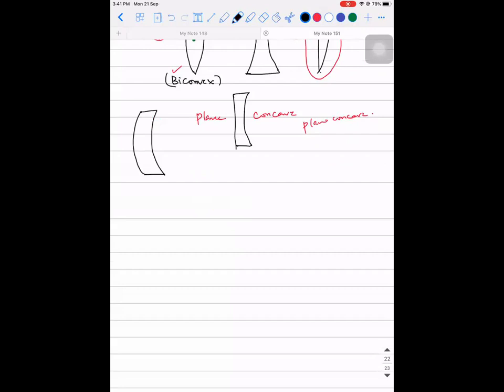And the last one that we can define is something like this. How do you name this? When you stand from the left-hand side, how does it appear? Convex. When you see from the right-hand side, it appears like a concave. So how do you call it? Convex concave. Okay. So these are all the different types of lens that we can define.